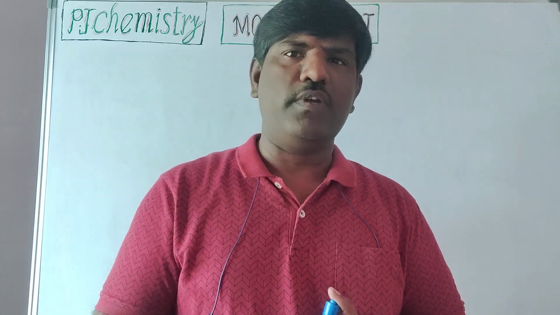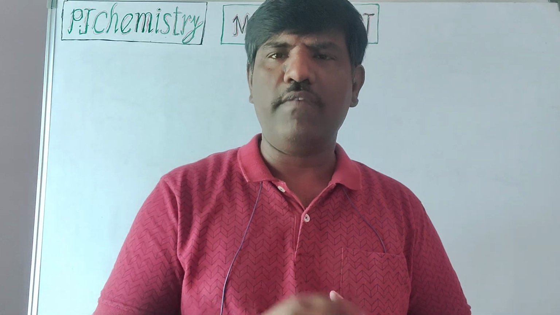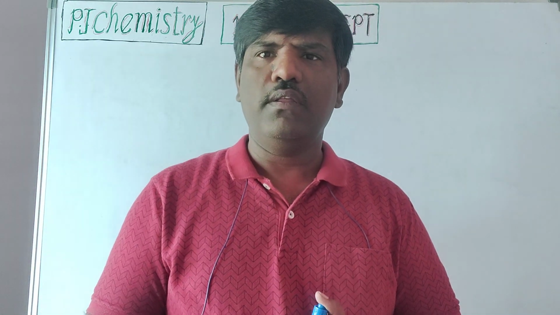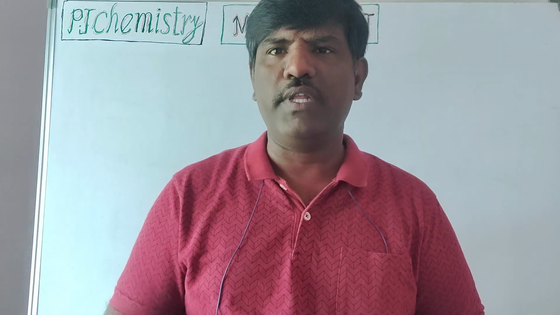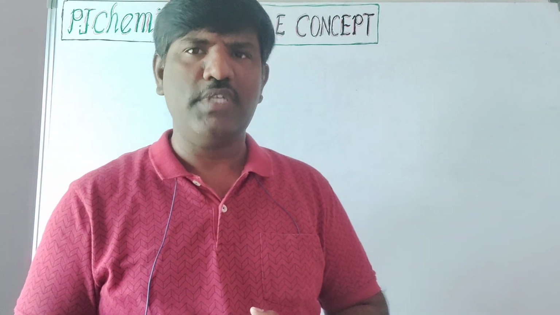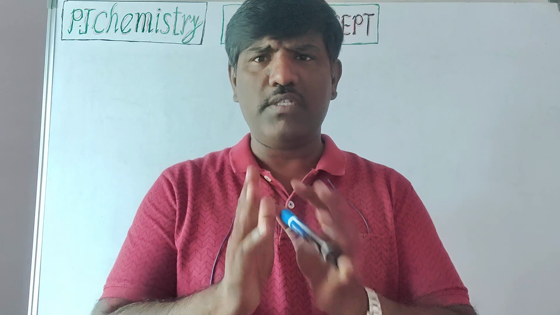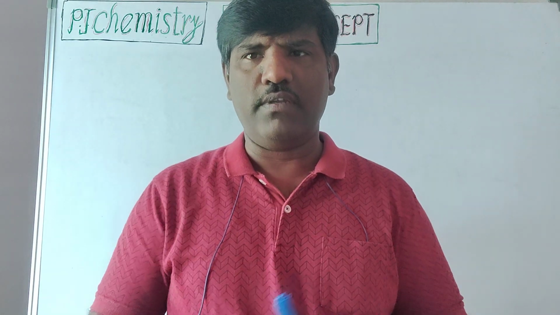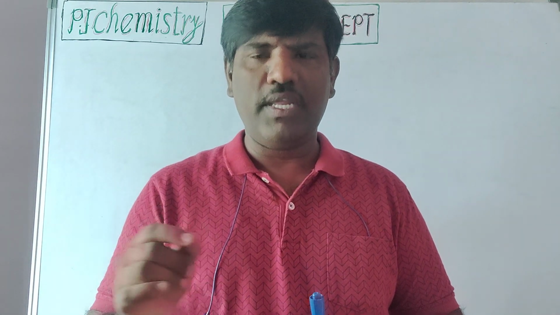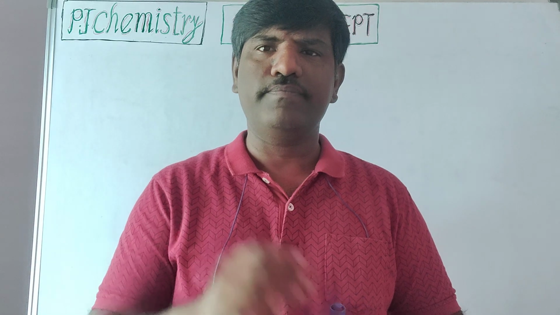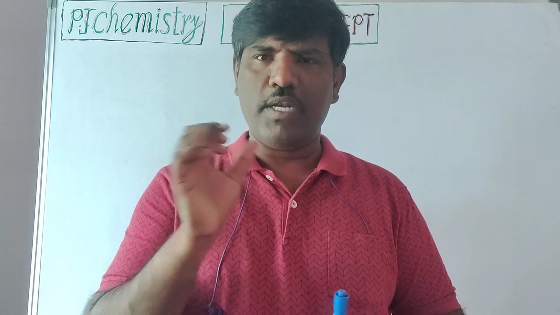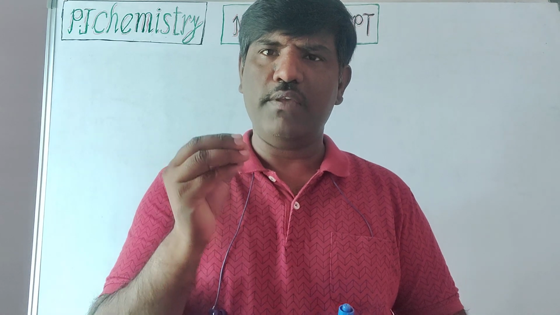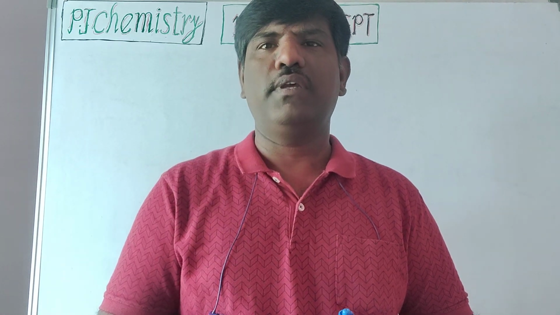atomic weight or relative atomic weight, or molecular weight or relative molecular weight, were just numbers which indicate how many times heavier than 1 by 12th part of the C12 isotope. Means just a number, there are no units for that. But today we are going to discuss gram atomic mass or gram molecular mass. There are particular units.